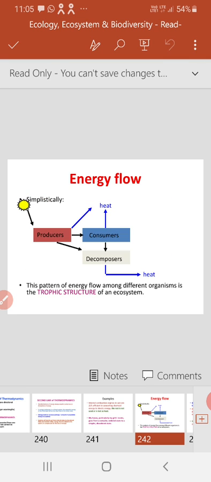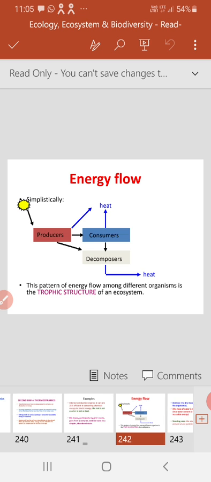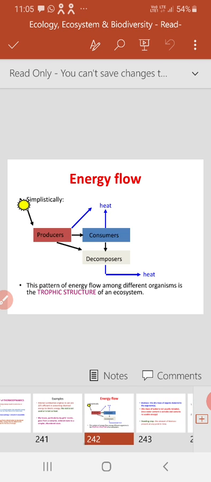So this slide is showing how energy flows between different components of the ecosystem, basically the biotic components. You can see the producers, from producers to consumers, and consumers to decomposers, or from producers to decomposers. Whenever energy is transferred, energy is also lost in the form of heat, and that increases the entropy.